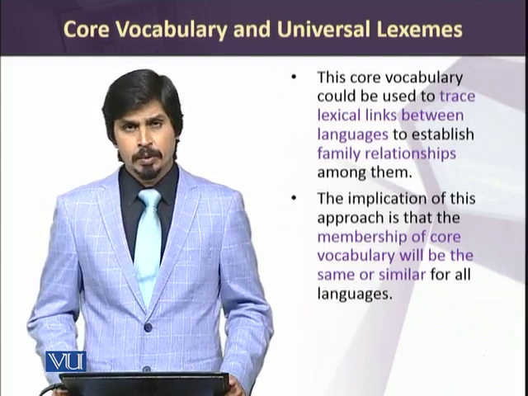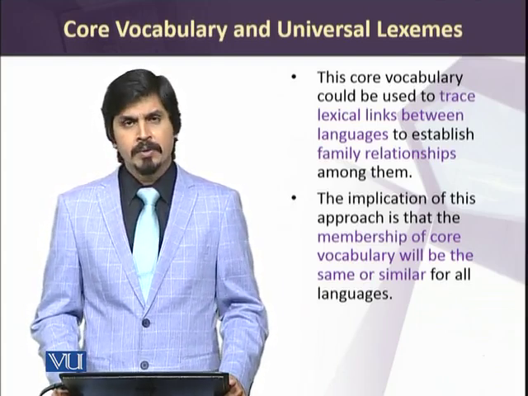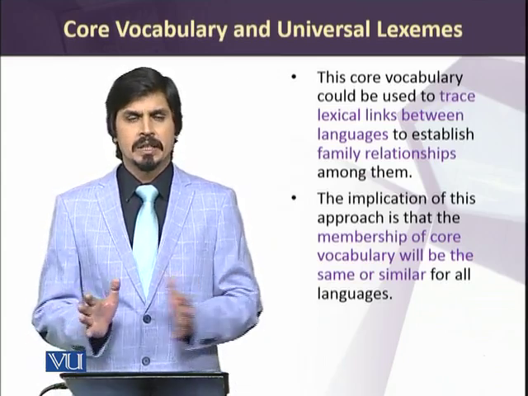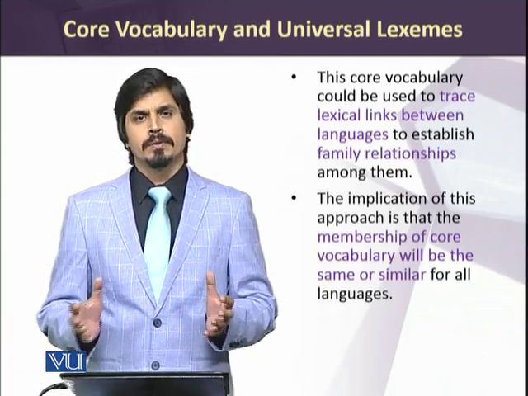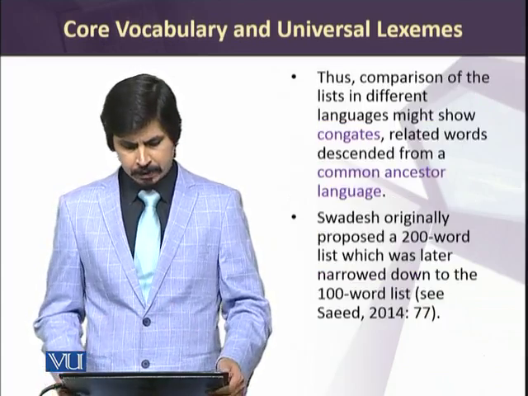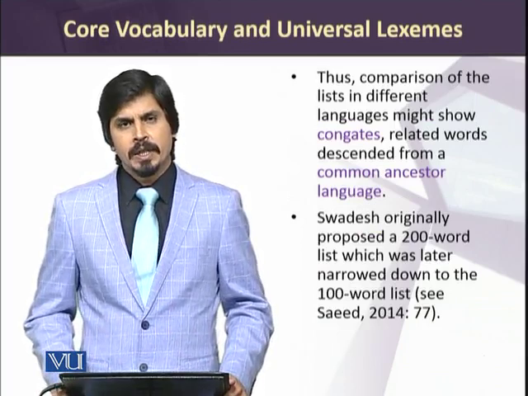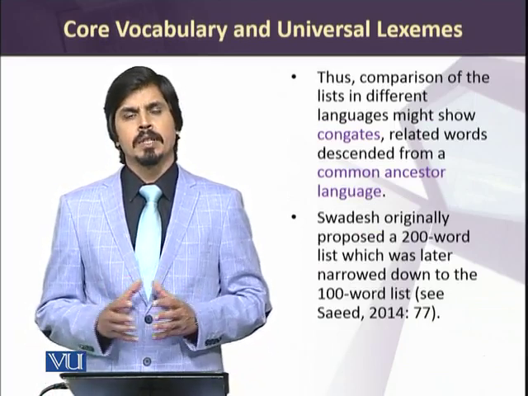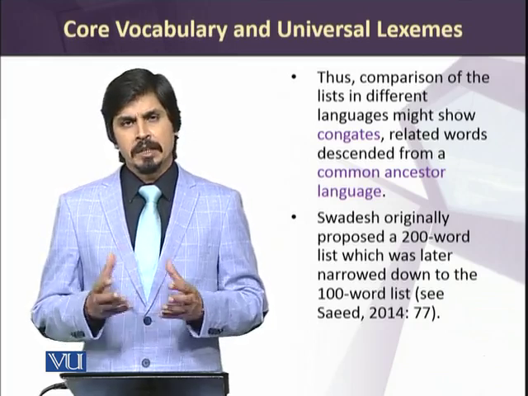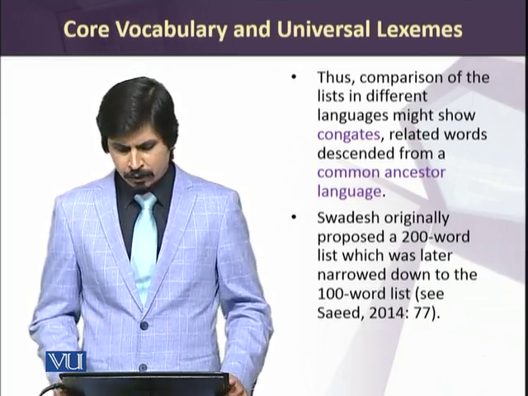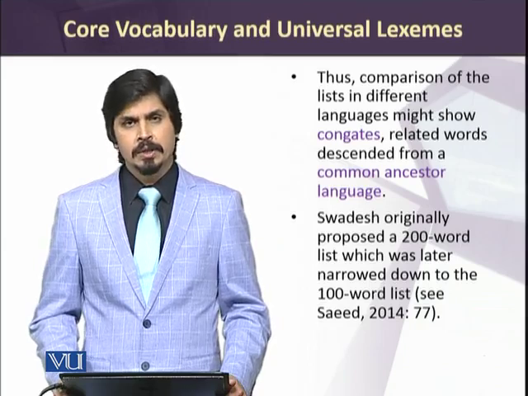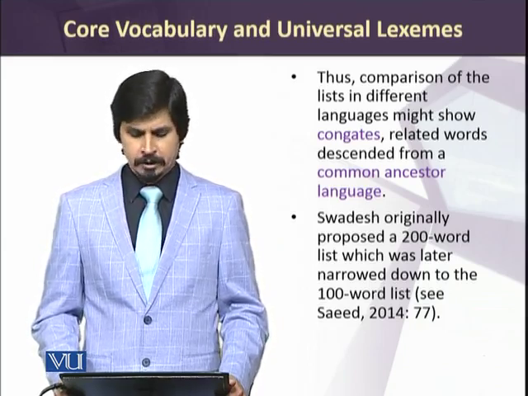The implication of this approach, in fact, is that the membership of core vocabulary will be the same or similar for all languages. That means, as I said earlier, that the core vocabulary of various languages would have the elements of similarity. Thus, the comparison of the list of core words from various languages helps us to find some cognates. Cognates are the words which descend from a common ancestor language, and which are similar in meaning sometimes.